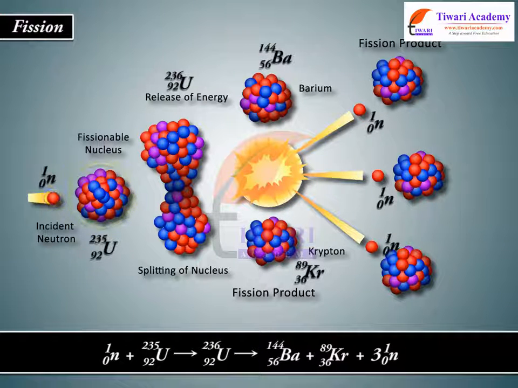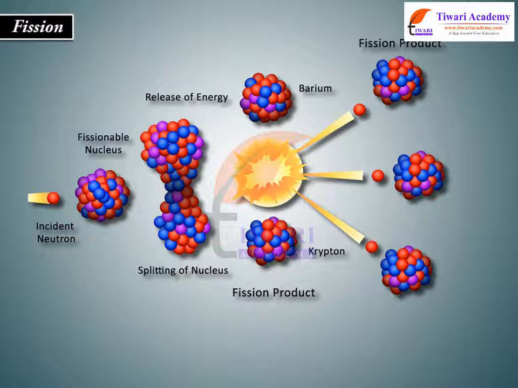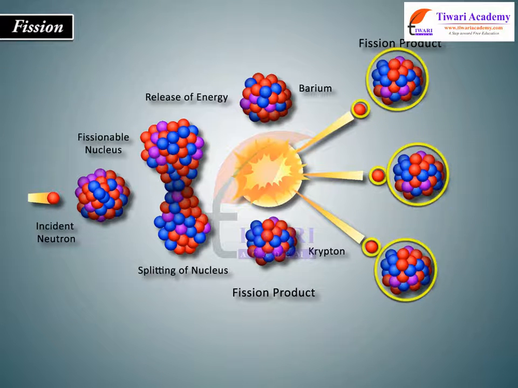0n1 + 92U235 → 92U236 → 56Ba144 + 36Kr89 + 3 0n1. A lot of heat and 3 neutrons per fission are released. These 3 neutrons cause nuclear fission in 3 more uranium nuclei.